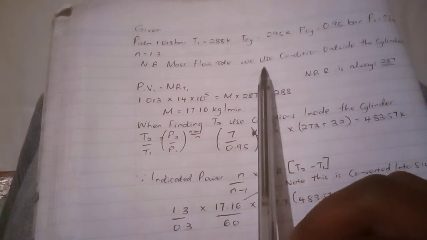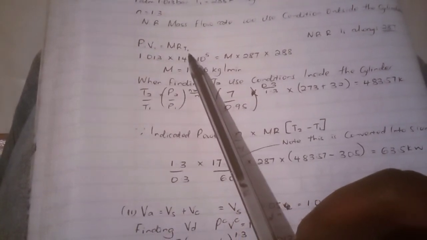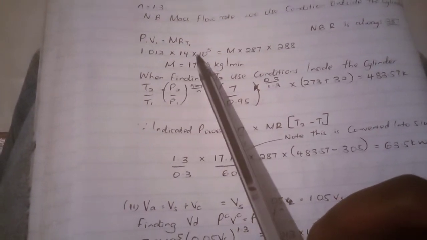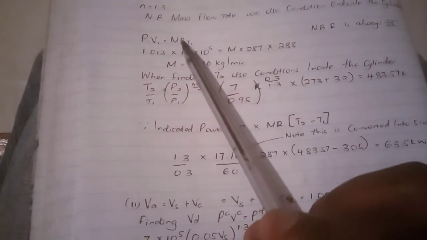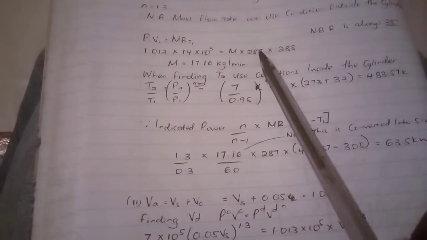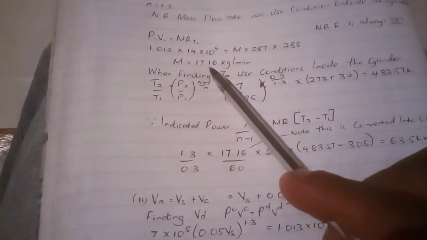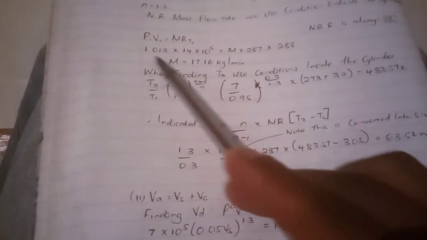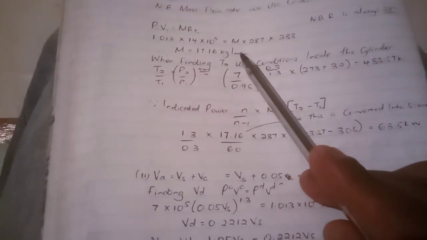Note that for mass flow rate, we use conditions outside the cylinder. So P1 V1 is equal to m R T1, which is 1.03 times 14 times 10 raised to power 5 equals m times 287. Note that I told you the R is always constant, which is 287. After evaluating all these, we get that m is equal to 17.16 kg per minute.